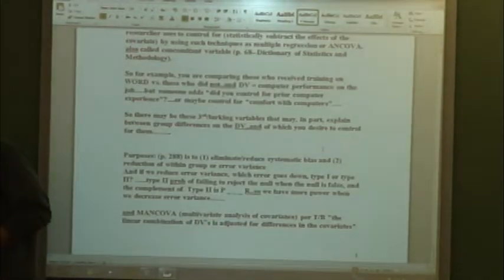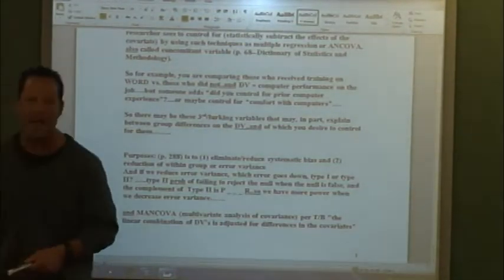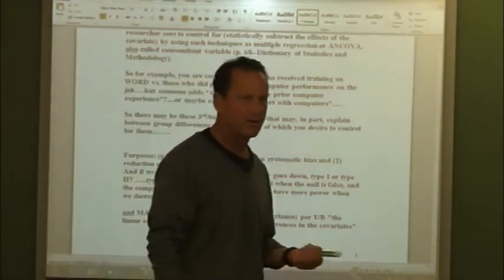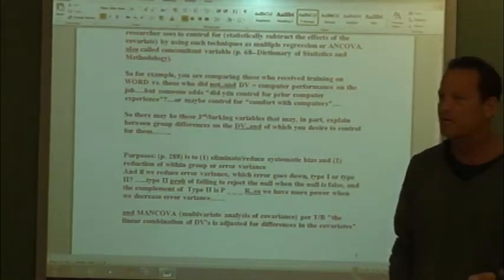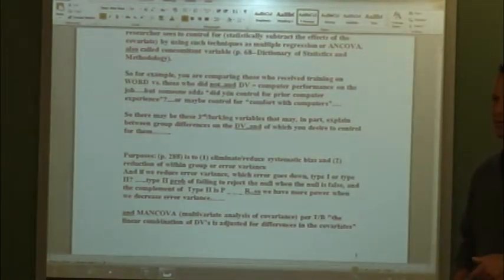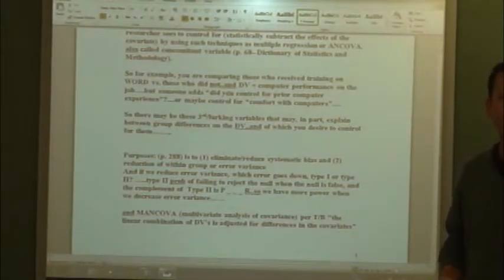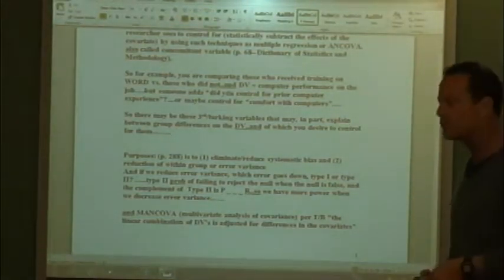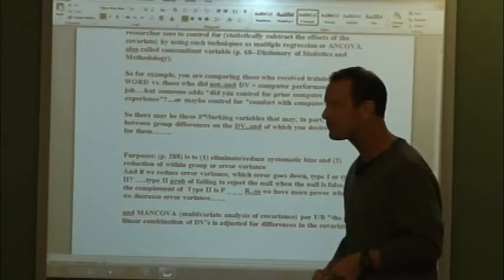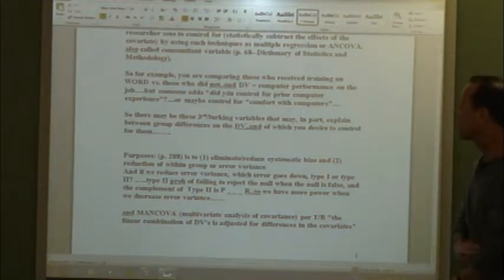So, for example, you're comparing those who received training on Word versus those who did not. And the DV is computer performance on the job. But someone says, did you control for prior computer experience? Could that be a covariate? Are some people more comfortable with Word than others? Especially in the old days when computers were still kind of new, some people just had a facility with computers. Some were terrified. So, maybe you might control for comfort with computers.